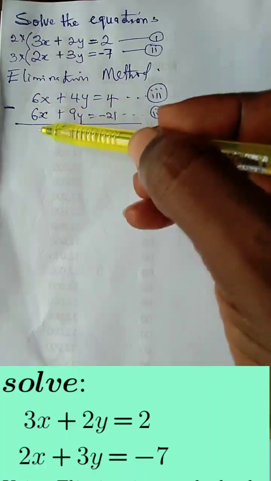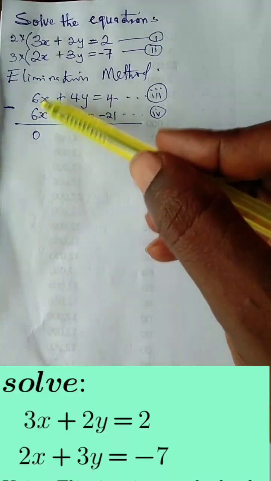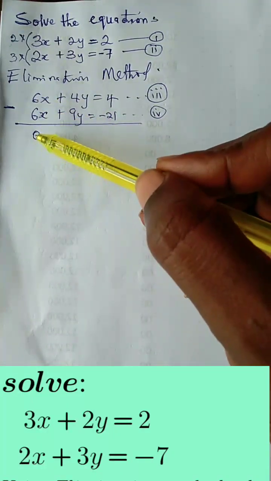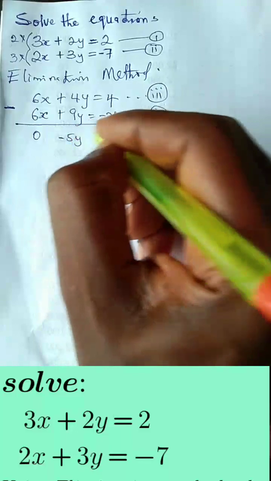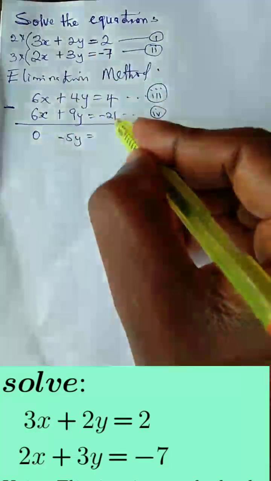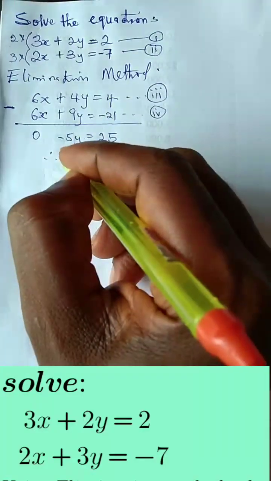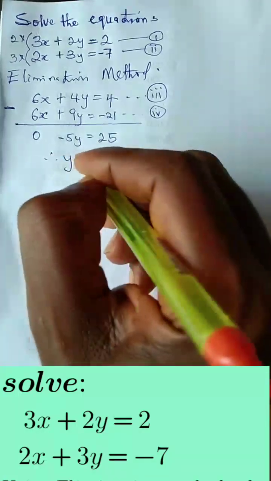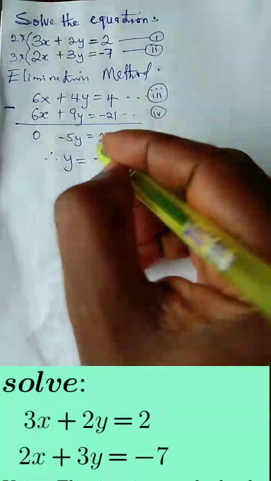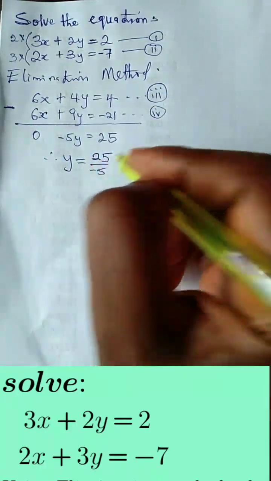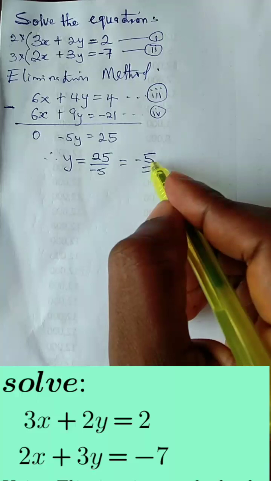So let's go: 6x minus 6x gives us 0. This is why it is called the elimination method, because we have eliminated x. Now, 4y minus 9y will give us minus 5y. 4 minus 21 will give us minus 17... rather, as shown, we get plus 25 on the right side. If you divide both sides by minus 5, your y is going to be what? Maybe I should show the working: 25 divided by minus 5. So our answer is minus 5. You can see now that we've gotten our y as minus 5.